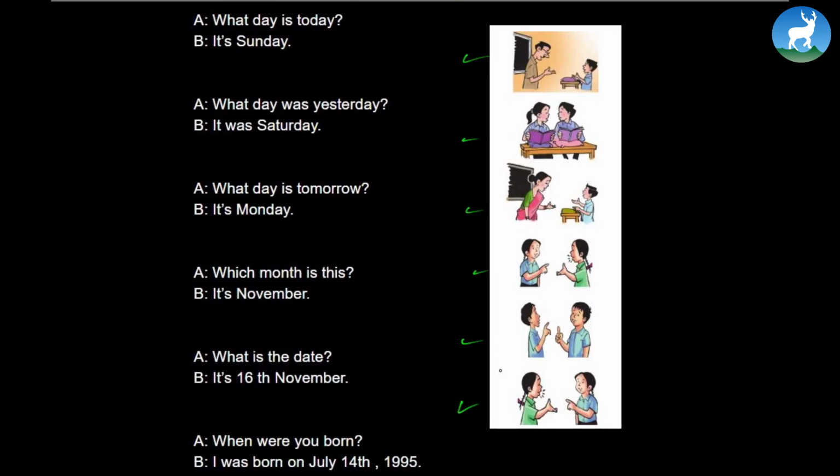So what day is today? It's Sunday. Next, what day was yesterday? It was Saturday. What day is tomorrow? It's Monday. Which month is this? It's November. What is the date? It's 16th November. When were you born? I was born on July 14th, 1995. See? Very easy. Let's move ahead.